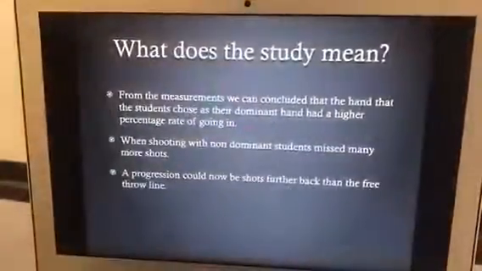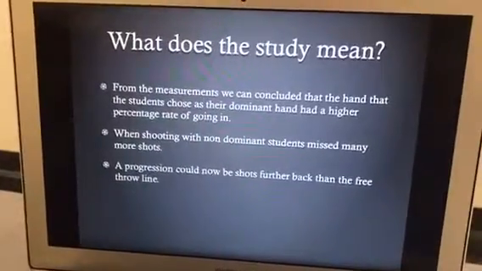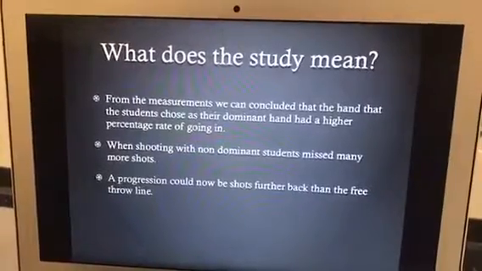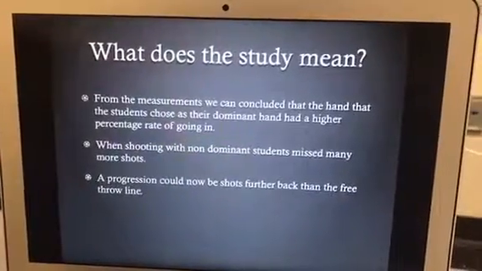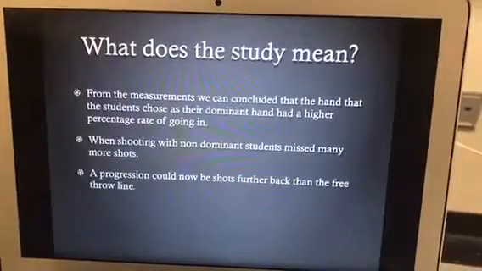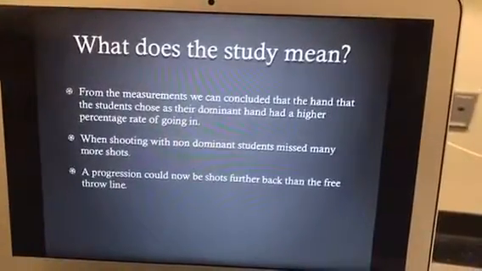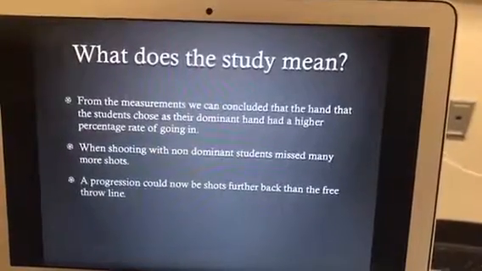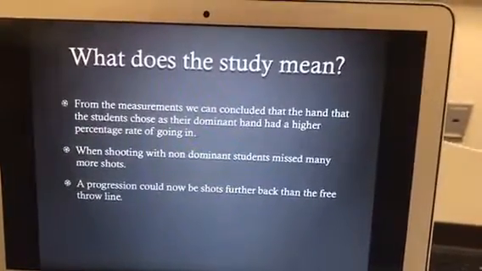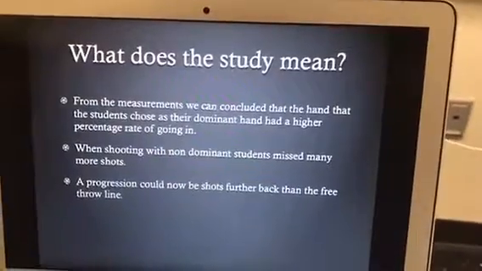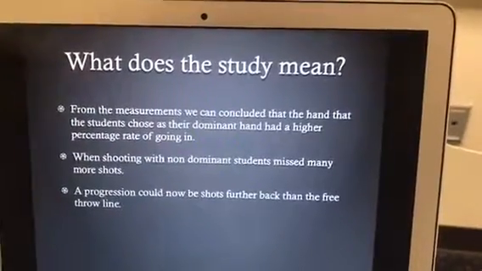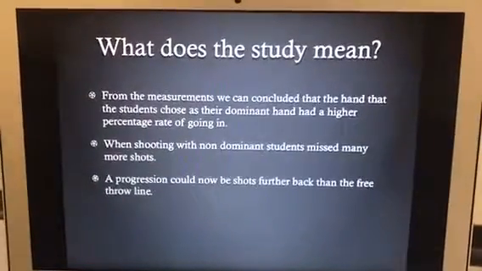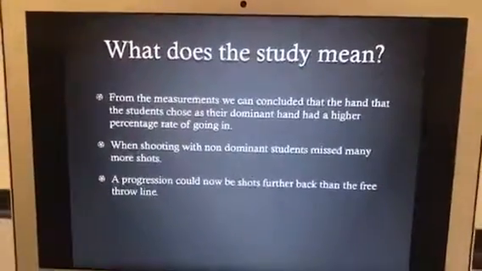The last question from our research is, what does the study mean? From the measurements, we can conclude that the hand that the student chose as their dominant hand had a higher percentage rate of going in. When shooting with their non-dominant hand, students missed many more shots. A progression could now be shots from further back than the free throw line. The progression would show just how important it is to shoot with your dominant hand over your non-dominant hand.